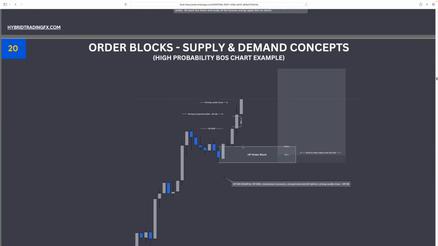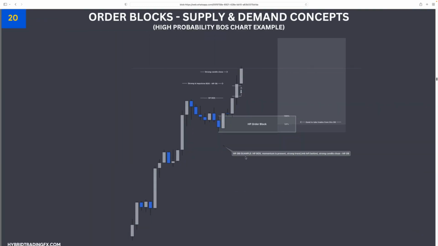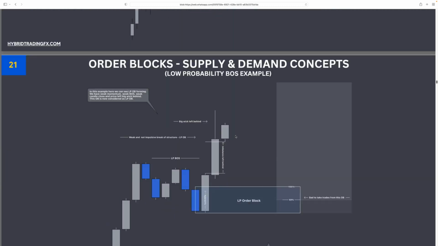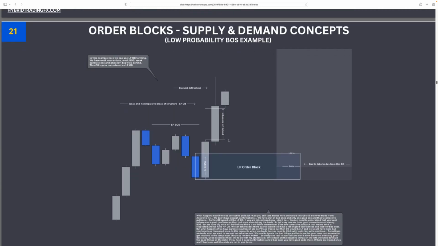And again, this is a chart example of that. Okay, so again, you have momentum, you have break of structure, you have a strong candle close, everything. So go ahead and study everything, guys. Read it. Here we have a low probability order block.